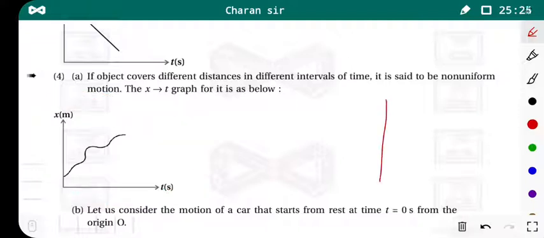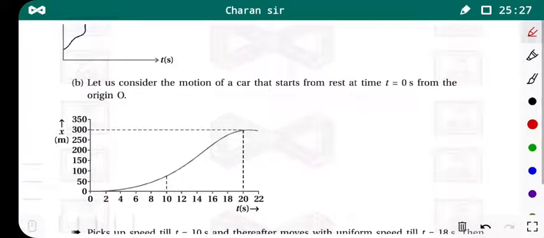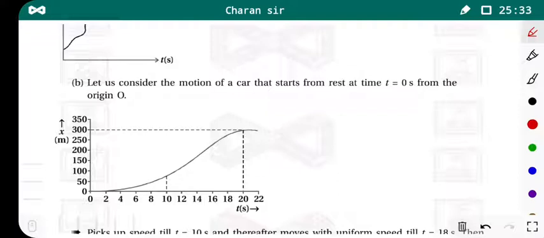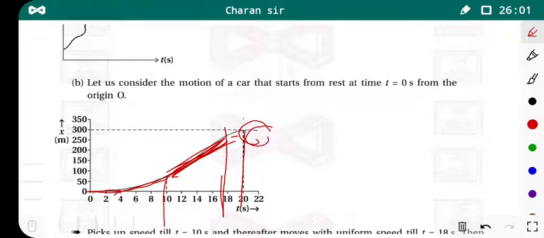One more graph is given here. You can see this is the graph of x versus t. In this case our object is almost stationary up to 4 seconds. Then it starts its motion and increases its velocity, and from 10 seconds to 20 seconds our object moves with nearly constant velocity. But when it reaches 20 seconds, suppose this is the motion of a car, here we apply the brake, so our car will stop and the velocity will decrease and tend to 0.